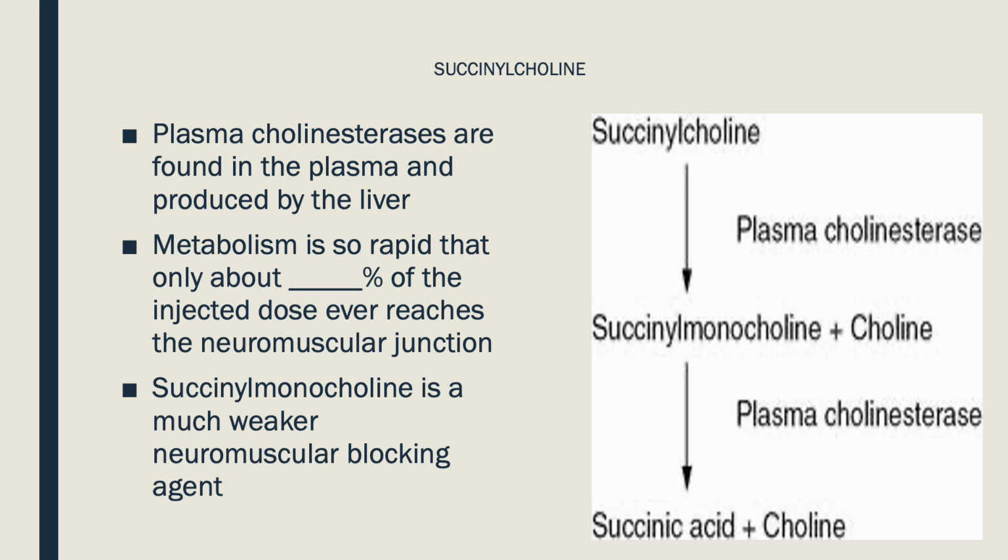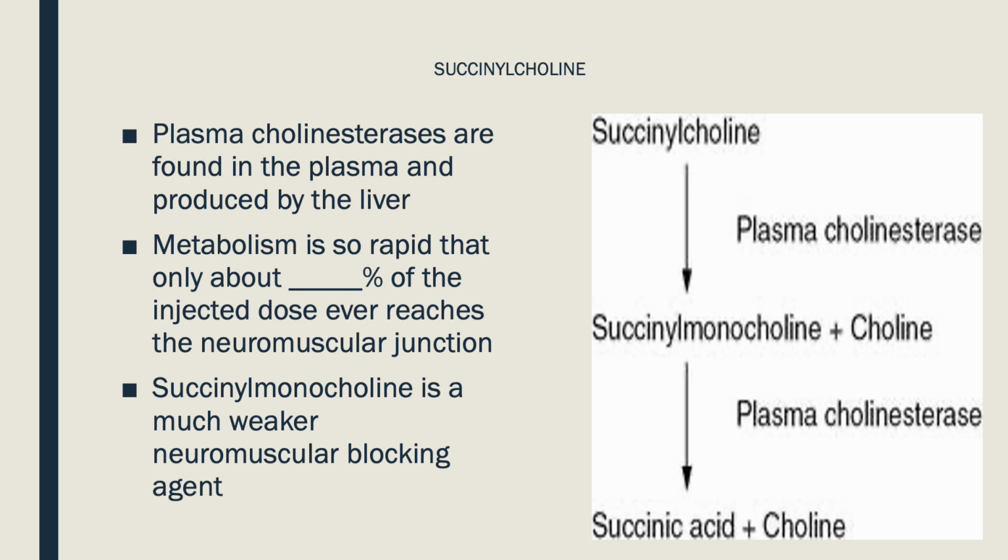So, plasma cholinesterases, they're made in the liver, found in the plasma. They're responsible for the rapid hydrolysis of succinylcholine. It's a very efficient process, so efficient that only about 10% actually makes it to the neuromuscular junction. And this is where it's going to exert its effect by causing muscle paralysis. The majority of the drug is broken down before it even gets there.